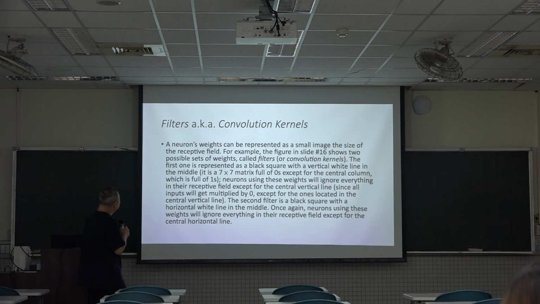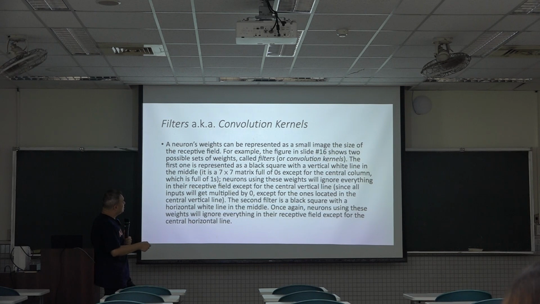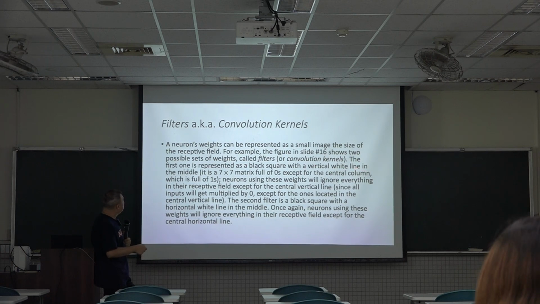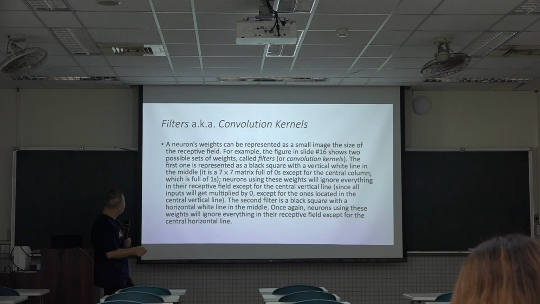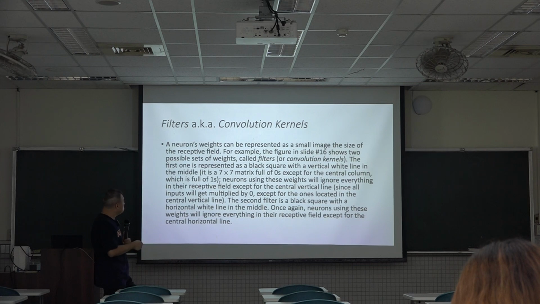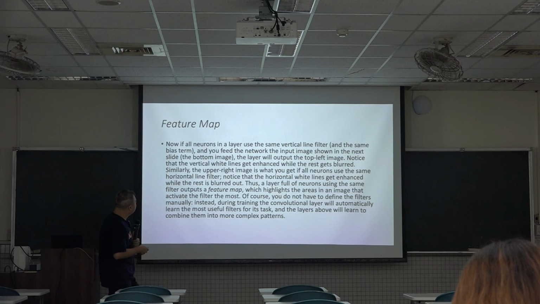So a neuron's weight can be represented as a small image, the size of the receptive field. For example, the figure in slide number 16 shows 2 possible sets of weights called filters. The first one is represented as a black square with a vertical white line in the middle. So it's 7 by 7, full of 0, except for the center column, which is full of 1.